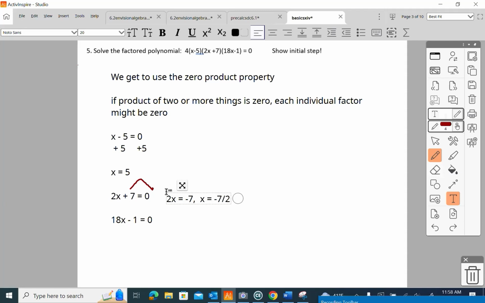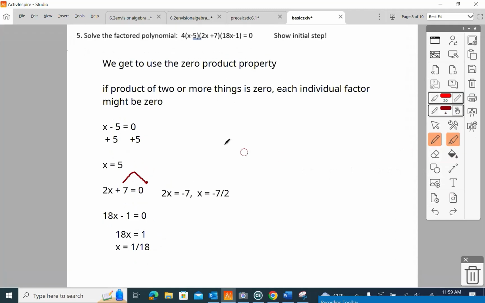Notice I'm not pushing buttons in the calculator. I don't have to. Same thing on this one. Move the 1 on over, change the sign, divide by 18, 1/18. That's how hard that problem is. It's got 3 answers. 1, 2, 3.